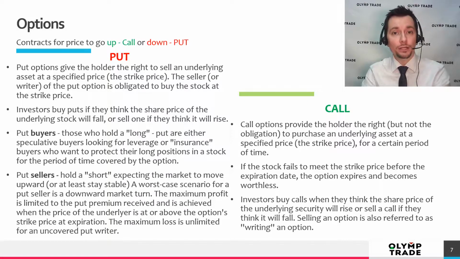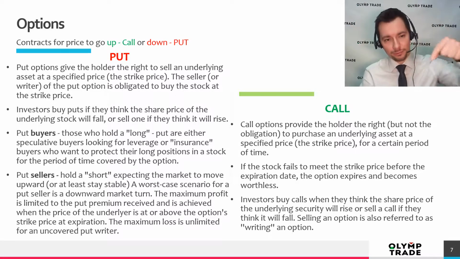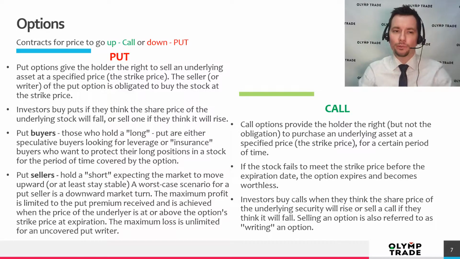So you want to buy a call if the price is going to go up, and you want to buy a put if the price is going to go down. Now, put options give the holder the right but not the obligation to sell an asset at a specified price. The seller of the put option is obligated to buy the stock at the stock price. Now, investors buy puts if they think that the share price will go down, or they sell one if they think that it will rise.